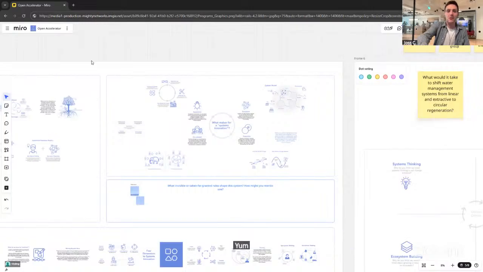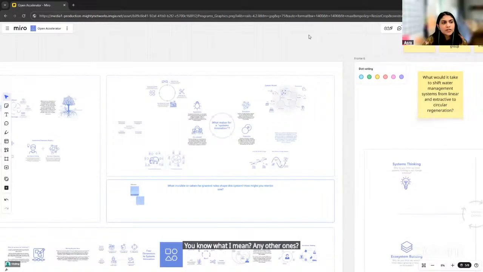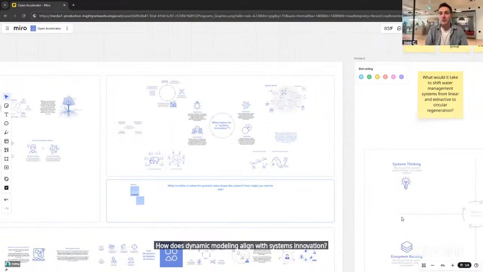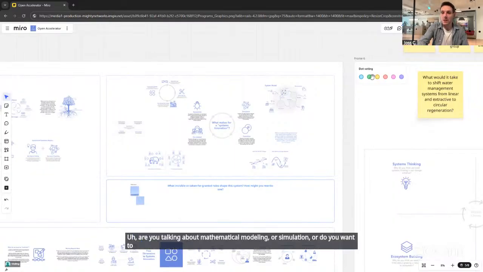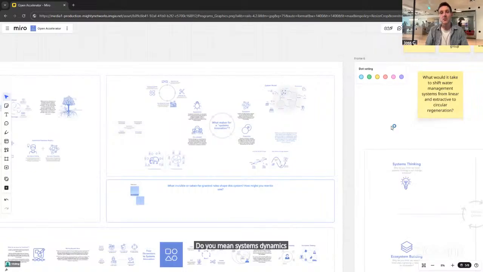Yami, any other ones? We have a question in the chat here by Hans from Pure Power: how does dynamic modeling align with systems innovation? Are you talking about mathematical modeling or simulation, or do you want to elaborate on the kind of modeling you're talking about? Do you mean systems dynamics modeling?